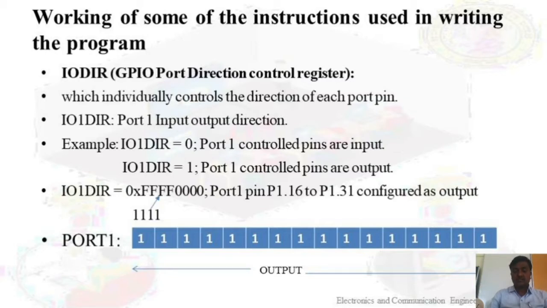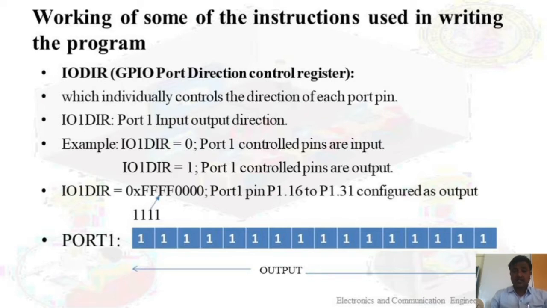Here we are using some of the instructions of ARM, that is, the working of some of the instructions used in writing the program. Here we are going to use the IODIR register, that is GPIO, General Purpose Input Output Port Direction Control Register, which individually controls the direction of each port pin. In ARM, there is a port which will be working as input or output. So before using these pins, we have to specifically define which pin we are using as input and which pin we are using as output.